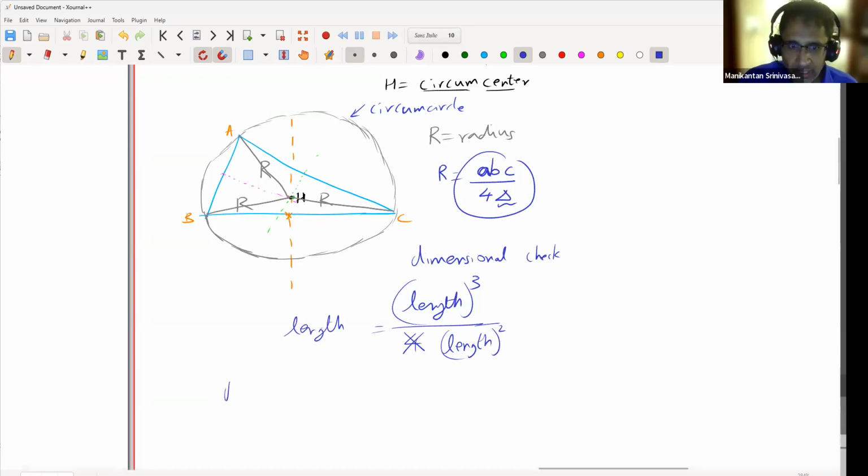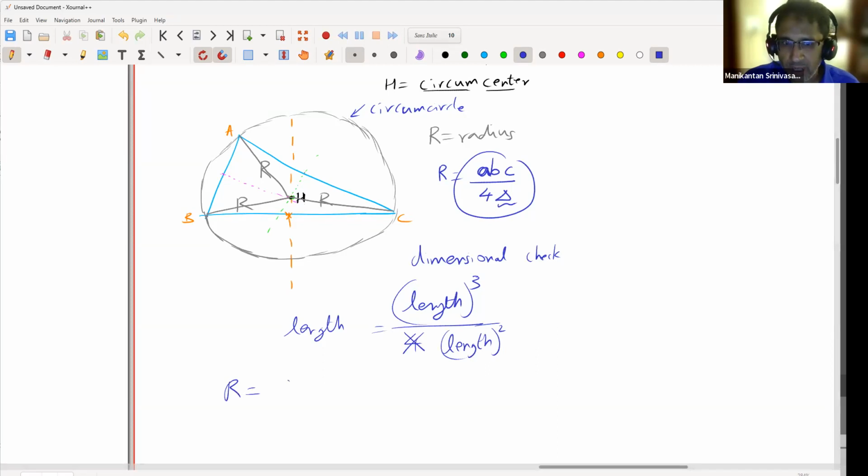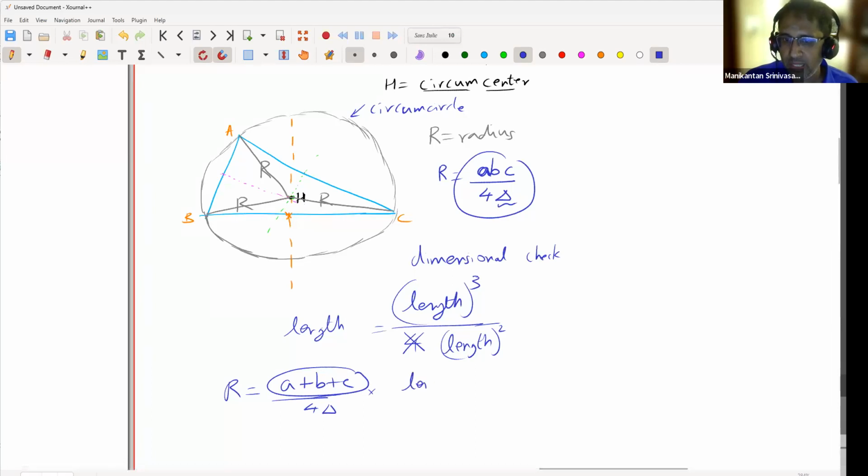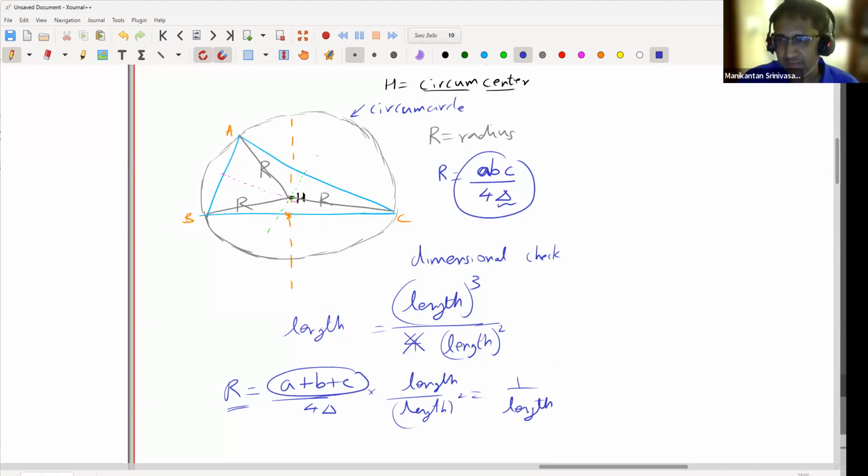For example, let's say you forgot the formula and you thought, is it abc by delta or a plus b plus c by delta? Then this is clearly wrong if you had that basic check, because a length plus length plus length would be a length finally. And then you have a length square in the denominator, which means 1 by length. How can 1 by length be a measure of a radius when you are expecting it to be a length? Understood? Sanvi, does the dimensionality check make sense?